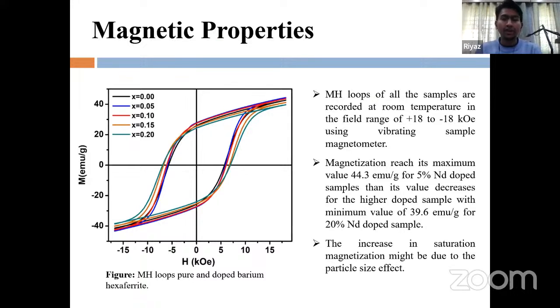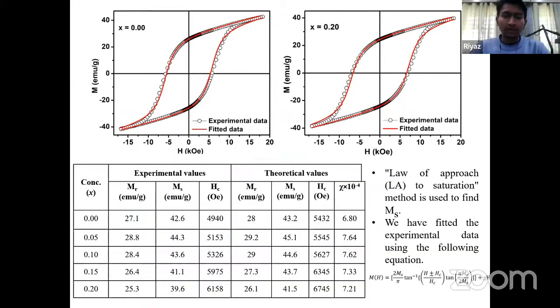To understand the magnetic properties, we have recorded the M-H loop of our sample at room temperature from plus 18 kilo-oersted to minus 18 kilo-oersted, and the maximum magnetization achieved was 44.3 emu per gram for the 5% doped sample, while its value reduces with further doping to 39.6 emu per gram for the 20% doped sample. The increase in saturation magnetization might be due to the particle size effect, as the particle size increases after doping. We have also fitted this data to extract different parameters like saturation magnetization and coercive field that I have shown here. We can see that after doping, the saturation magnetization value is decreasing.